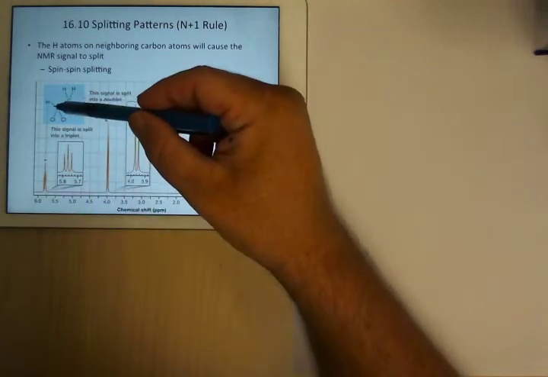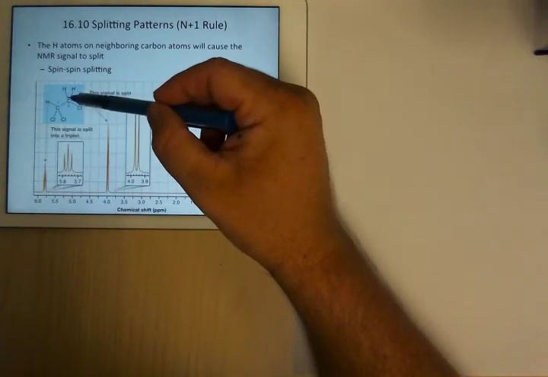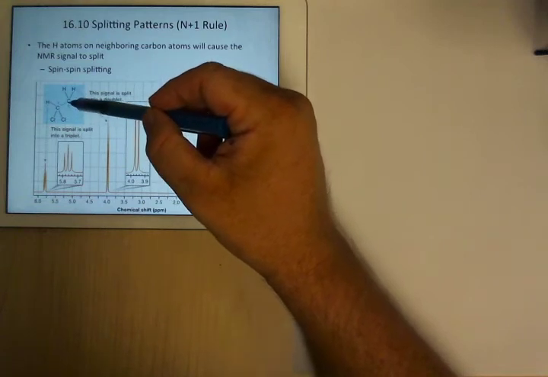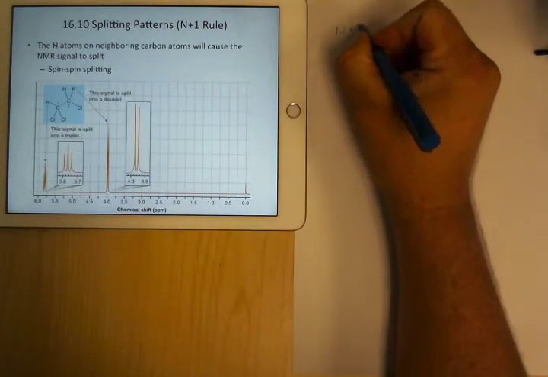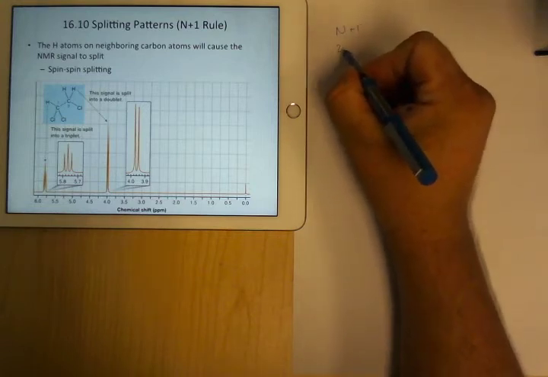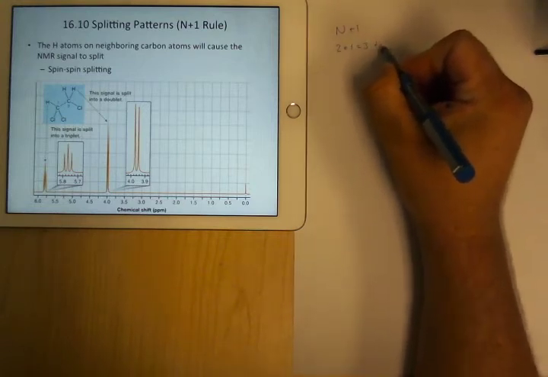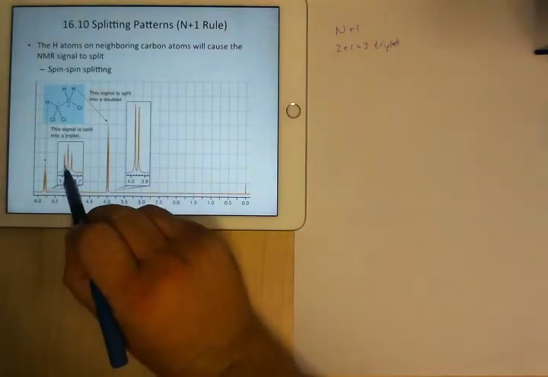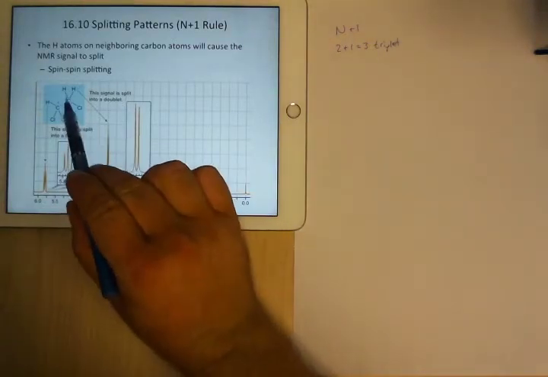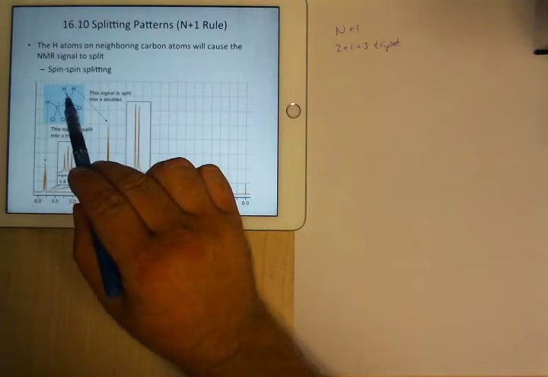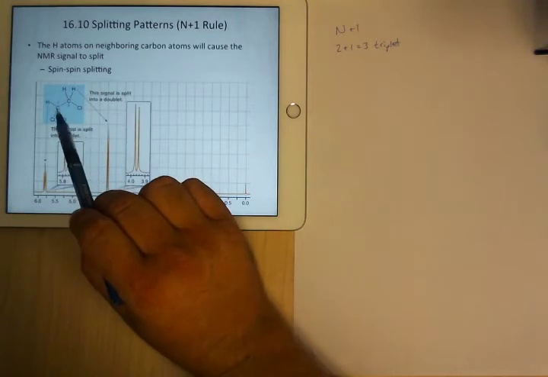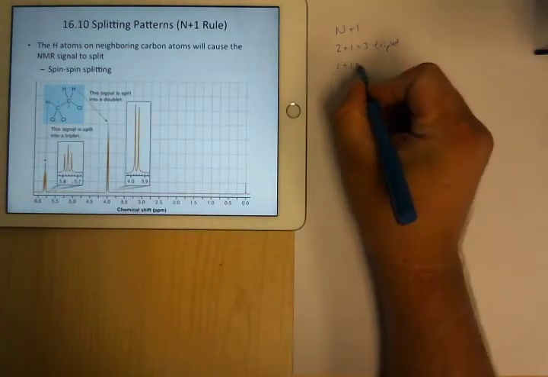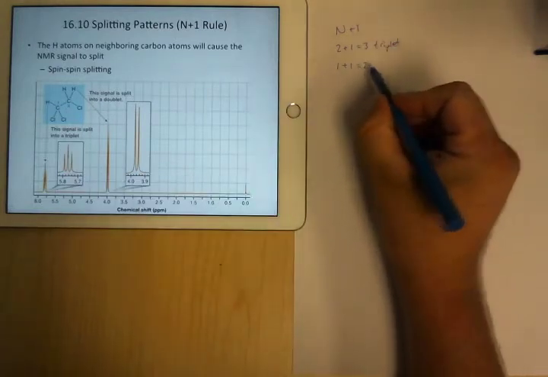It has 2 neighbors, and they have to be directly next door. So this one has 2 neighboring hydrogens. You're talking about n+1, so if you have 2 neighbors, it's 2 plus 1, so it's going to be 3. It's going to turn into a triplet: 1, 2, 3. This one here is going to integrate to 2 hydrogens, from the previous one, but it only has 1 neighbor. So 1 plus 1 is going to be 2, and we call that a doublet.